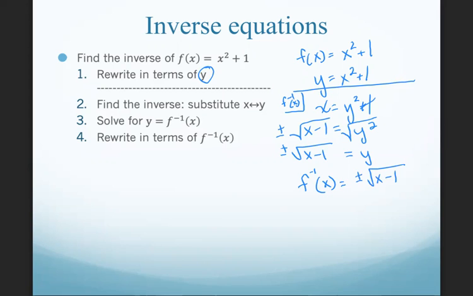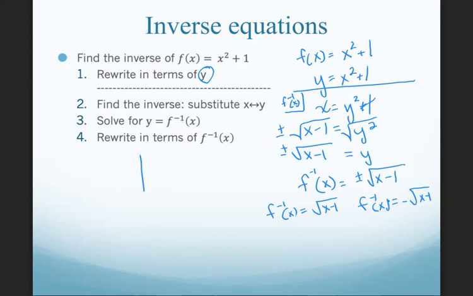Now we've seen the plus or minus notation before. It means that there are actually two answers. There are two functions here. f inverse of x is the square root of x minus 1. And f inverse of x also equals negative square root of x minus 1.